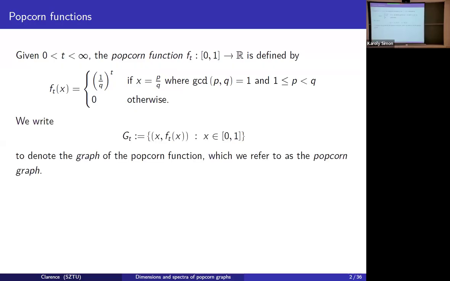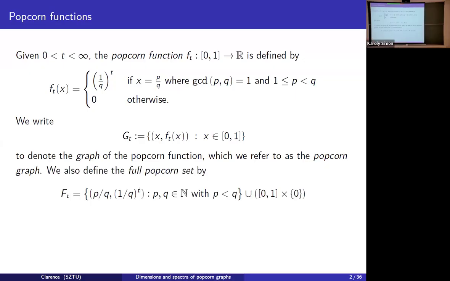As for the graph of the popcorn function, we say G_t equals the graph set of the popcorn function, and we refer to it as the popcorn graph. Also, for completeness of this talk, we will define the full popcorn set like this. F_t is the union of the points p divided by q with 1 over q to the power of t. However, I would like to make a quick remark that the set F_t does not have the restriction of coprimality.